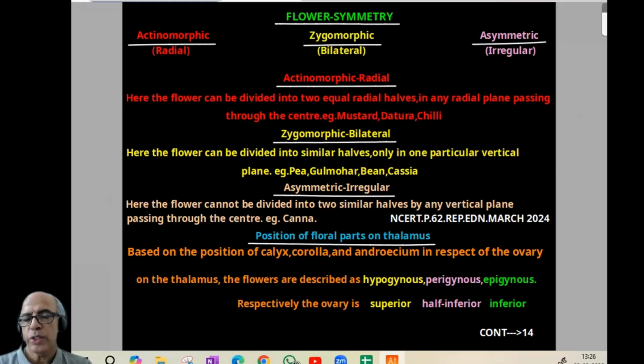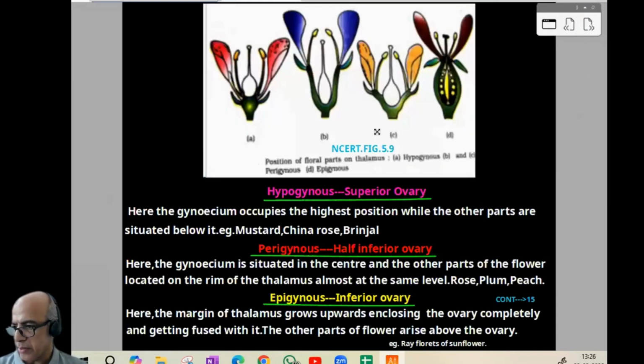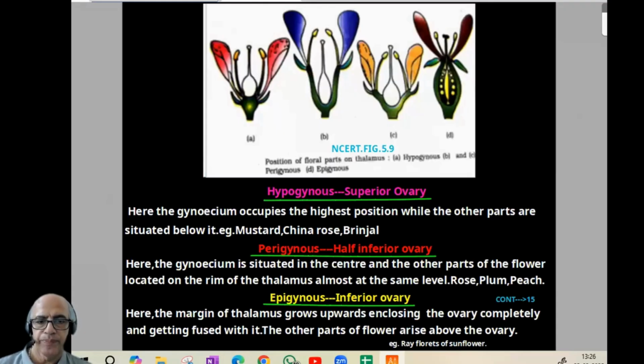Once again, hypogynous is superior, perigynous is half inferior, epigynous is inferior. So perigynous, half inferior; epigynous, inferior ovary. I think it is clear: superior, half inferior, inferior, for hypogynous, perigynous, epigynous flowers. And NCERT has some color diagrams; it is important for the exam, a direct question.